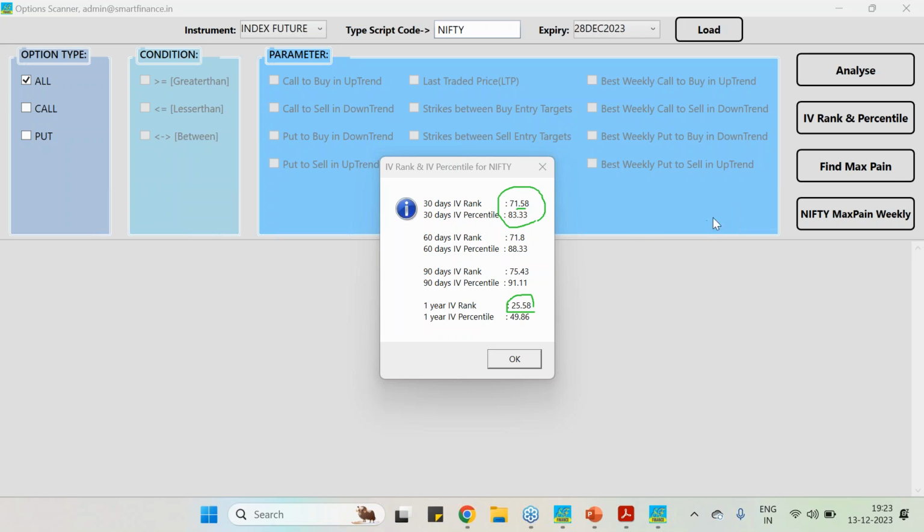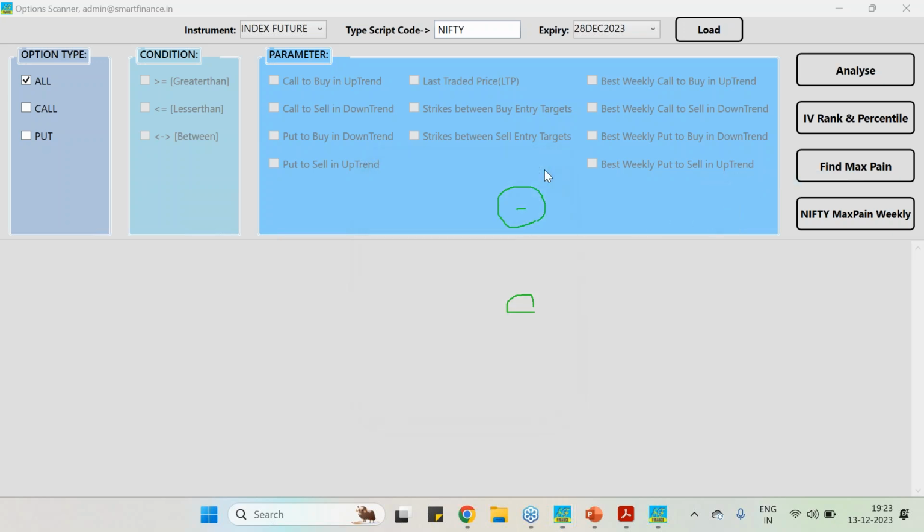Now comes where I will get this and how I will get it. This data, if anyone gives you free, good luck to him, you can find out. But on my site, there are no free tools for IV rank and IV percentile.